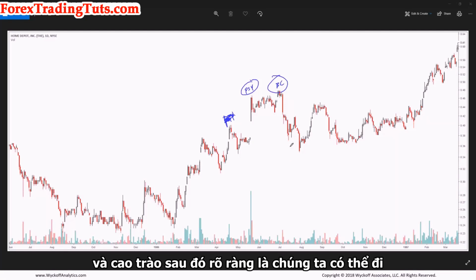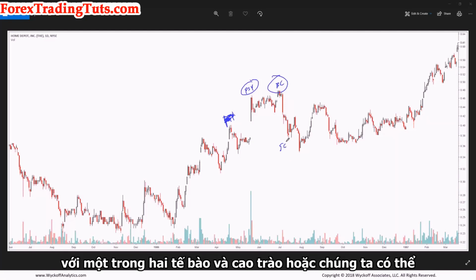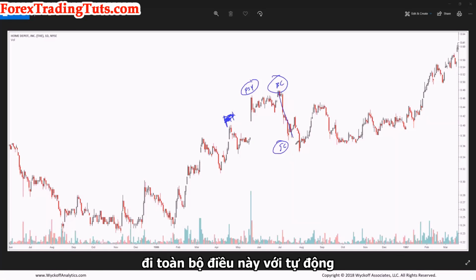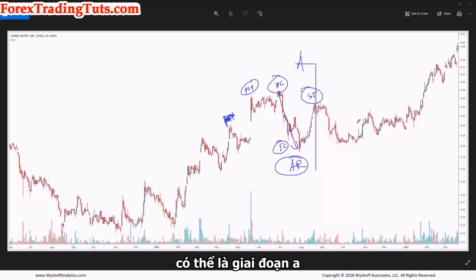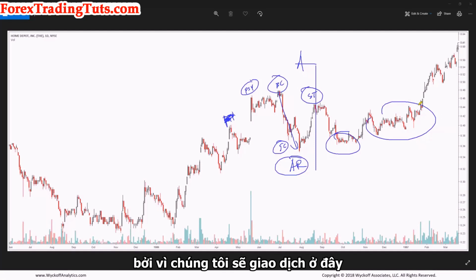So buy-in climax, then obviously we could go with either sell-in climax, or we could go this whole thing with the automatic reaction and then secondary test. This could be phase A, and then let's say phase B, and then phase C. On the level of trading, because we will be trading here, that doesn't really matter. And if you label it like that, that's fine.